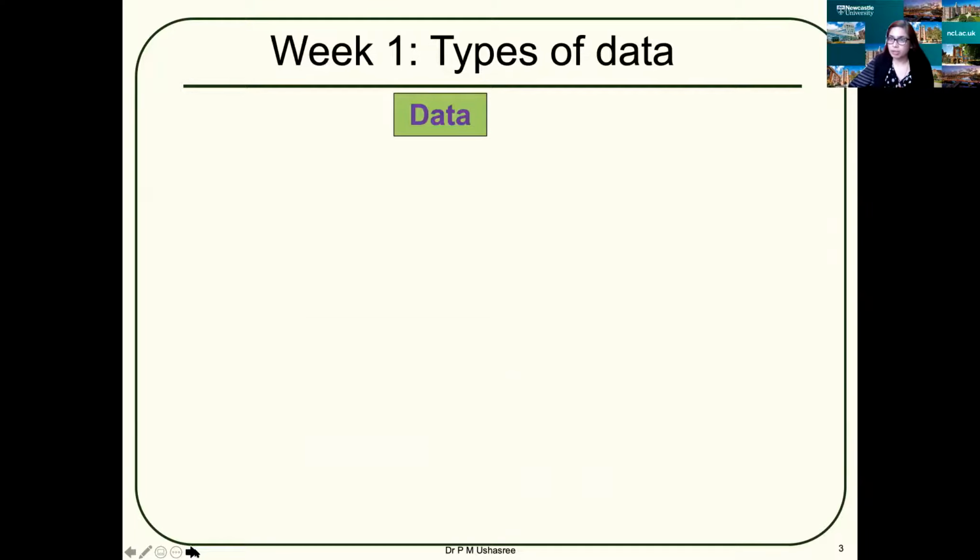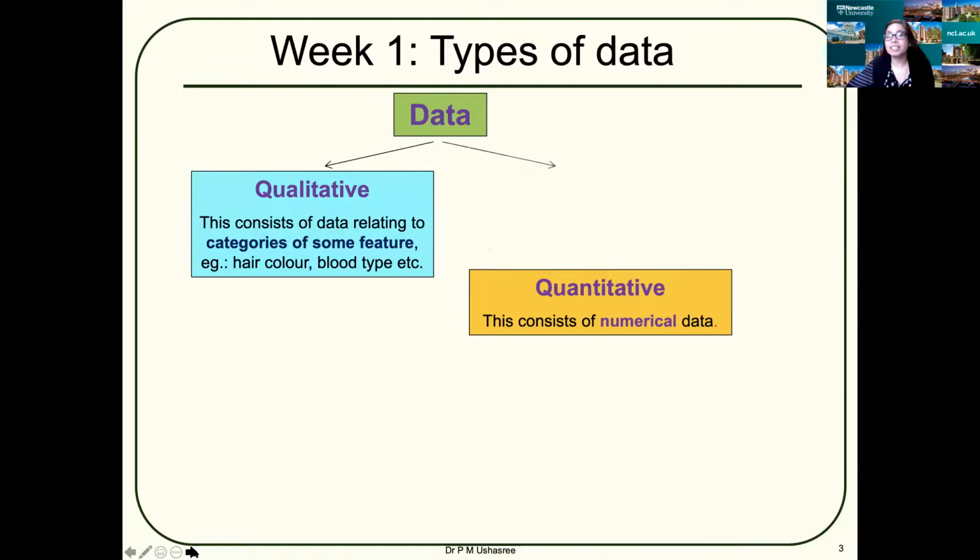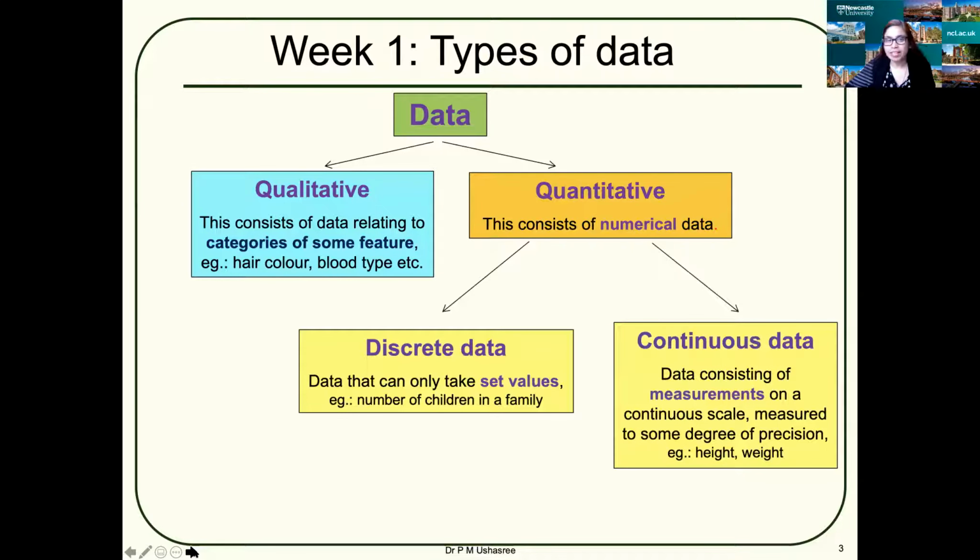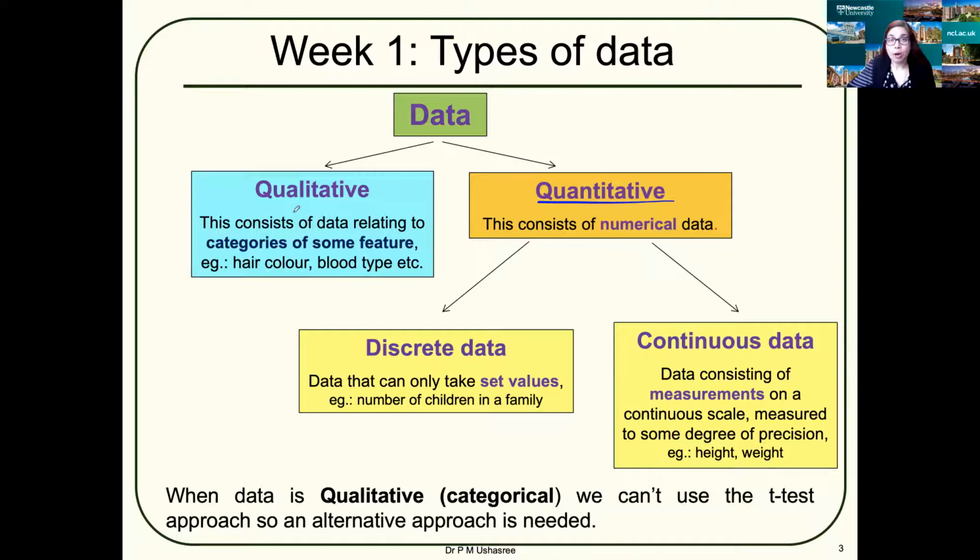So let's go back to week 1. In week 1, we have seen that there are two types of data. Do you remember that? Yes, qualitative and quantitative data. Last week, we have seen how to test a quantitative data using t-test. Now, how do we test a qualitative data? That is when data is qualitative, categorical, we can't use the t-test approach. We need an alternative approach.